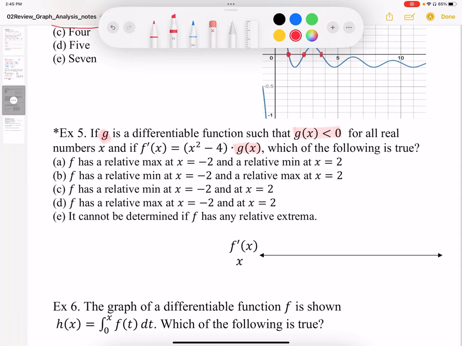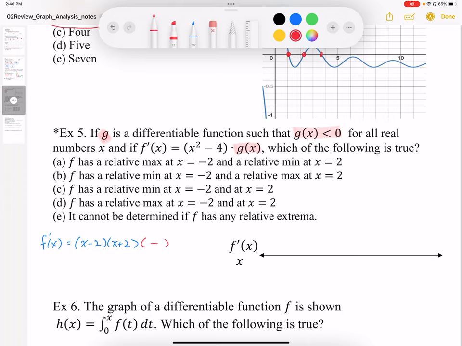It's negative. So I'm just going to express my f prime of x slightly differently, in its factored form: x minus 2, x plus 2 times some g of x. And since that g of x is always negative, I'm just going to write that as negative. The reason I do that is because we want to know where the relative min and max are. This is what the questions are asking about.